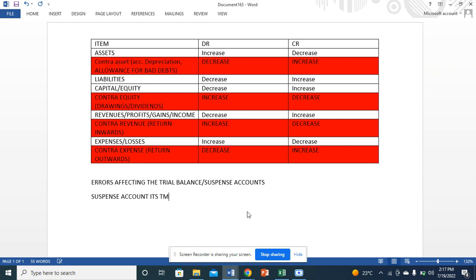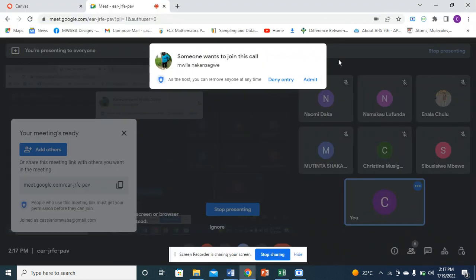So the first purpose of the suspense account is that it's a temporal account, if you don't know where to post the journal entry. Here's just an illustration. Let's say we buy equipment worth 5,000 kwacha.